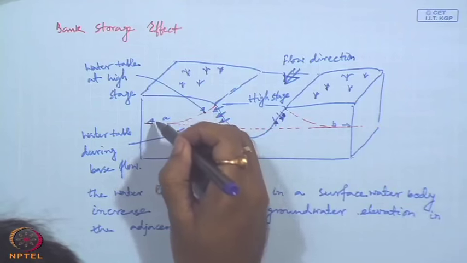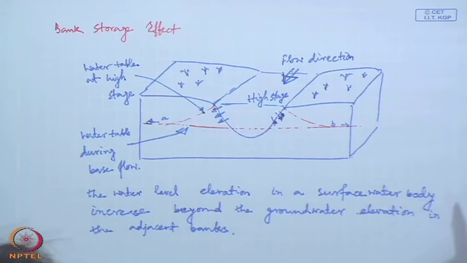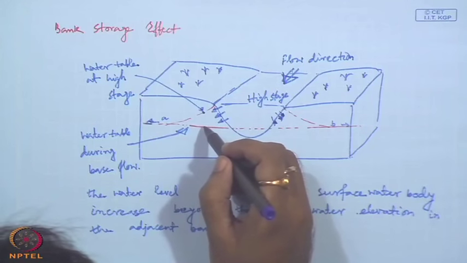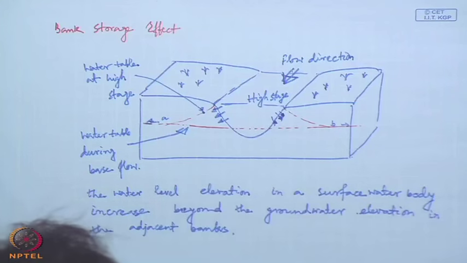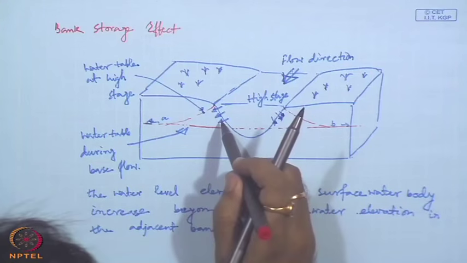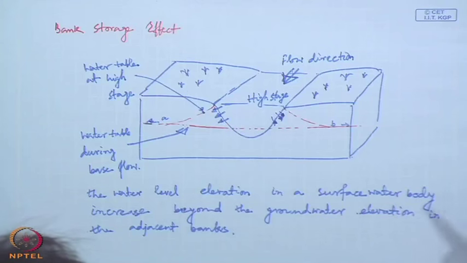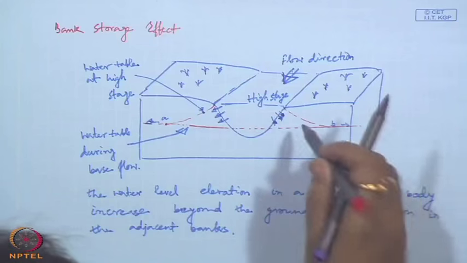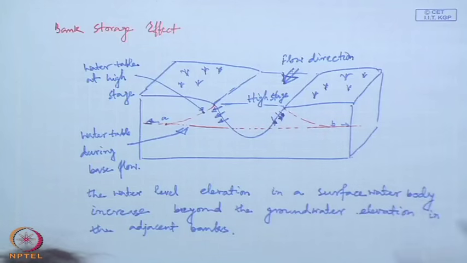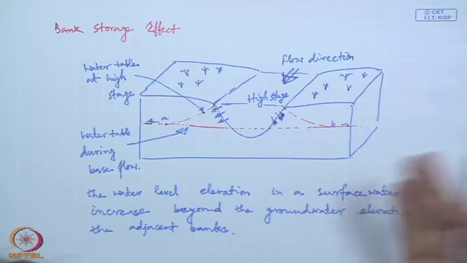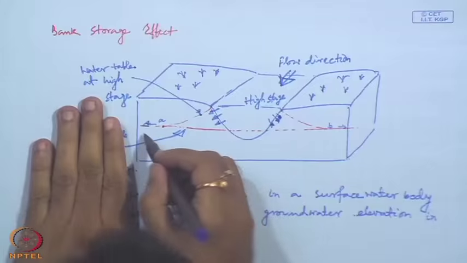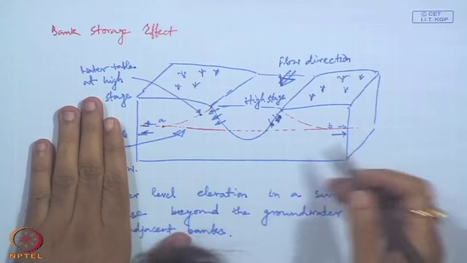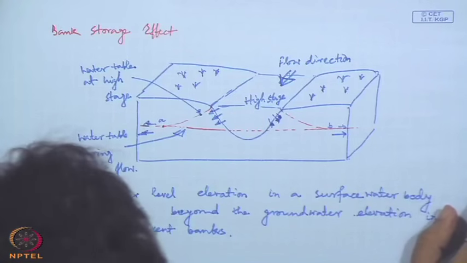This is very complex in nature. Water near the stream moves towards the stream, but beyond these A and B points, which are intersection points during high stage levels in streams, there will be movement of water towards the aquifer. So, these are the directions of water flow situation.